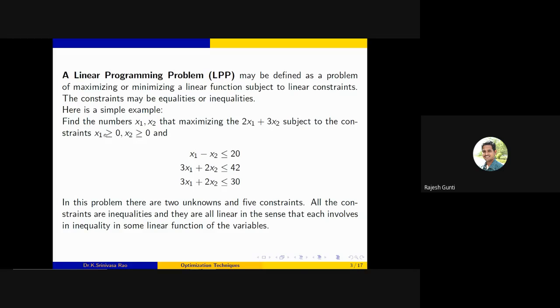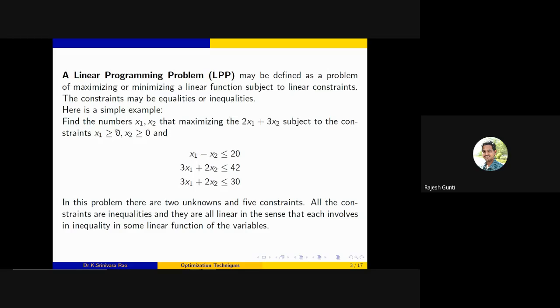These are conditions. x1 should be greater than or equal to 0, x2 should be greater than or equal to 0, x1 minus x2 less than or equal to 0, 3x1 plus 2x2 less than or equal to 42, and 3x1 plus x2 less than or equal to 30. In this problem, there are two unknowns, x1 and x2, and 5 constraints. All the constraints are inequality constraints, less than or equal to, or greater than or equal to. And also, all the constraints are linear.